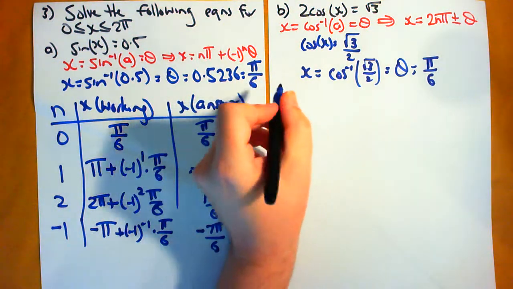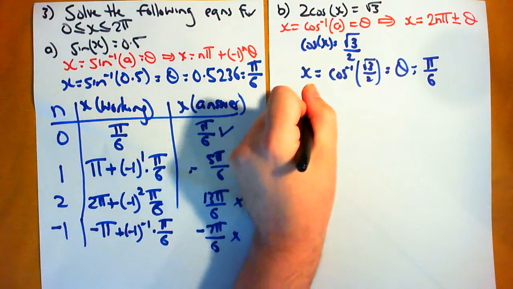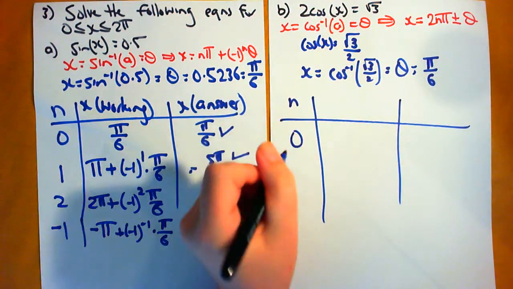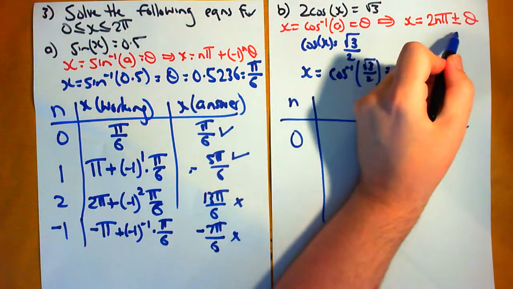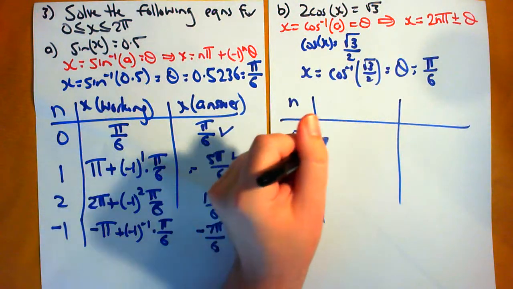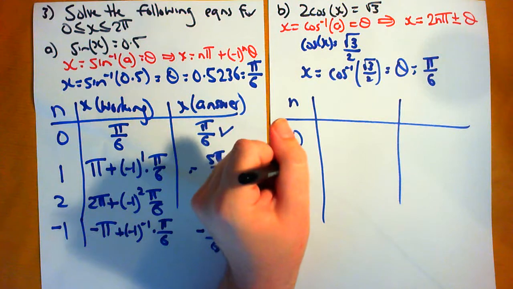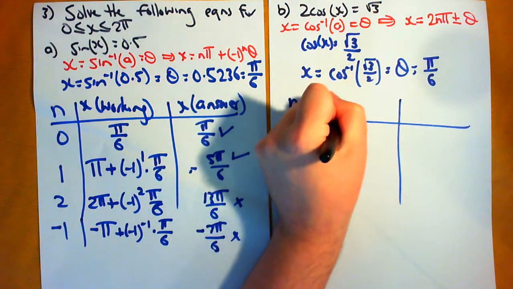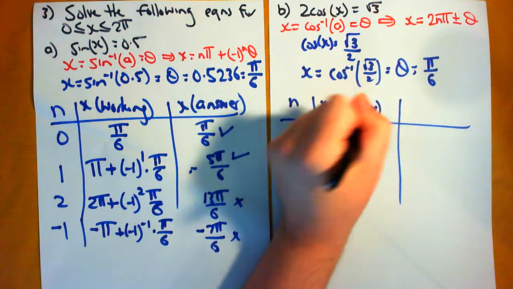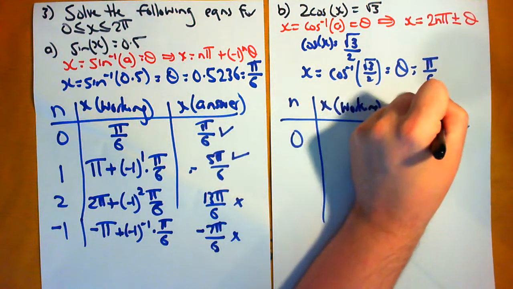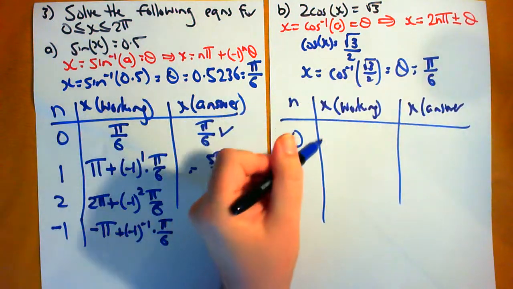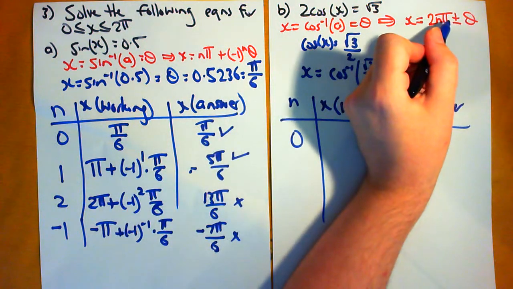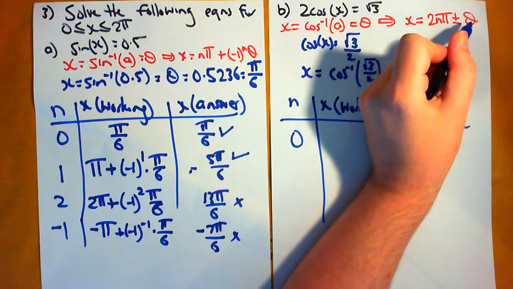Okay, so we've got theta. Now we can work out our values of n. We've got to give ourselves a bit more space here because we've got a plus minus in the cosine formula, which means every n returns us 2 solutions. So we've got an x working as before, and we've got an x answer. So if n is 0, this is going to be 2 times n times pi is 0, plus or minus theta.